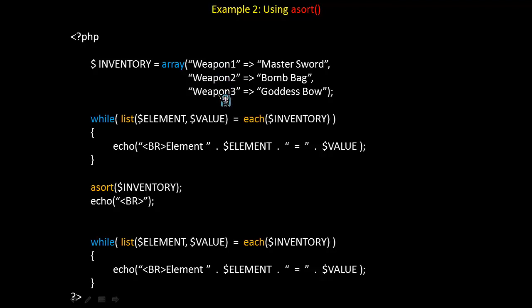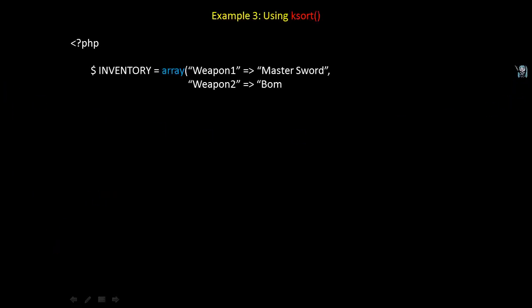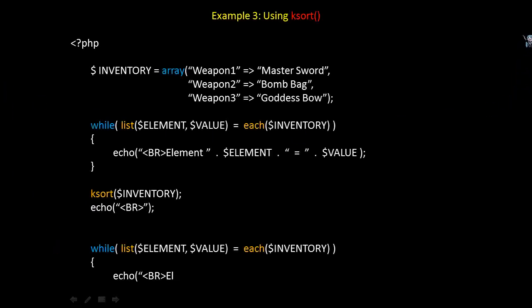So we're going to generate a while true loop and iterate through each element in the array using the list and each method. Then we're going to call asort in this example, on the inventory array. Then in our second while true loop, once again we're going to iterate through each element in the array. And this way we won't lose the string value pairs that go with each element. Here's an example of using the ksort method to sort by key values.